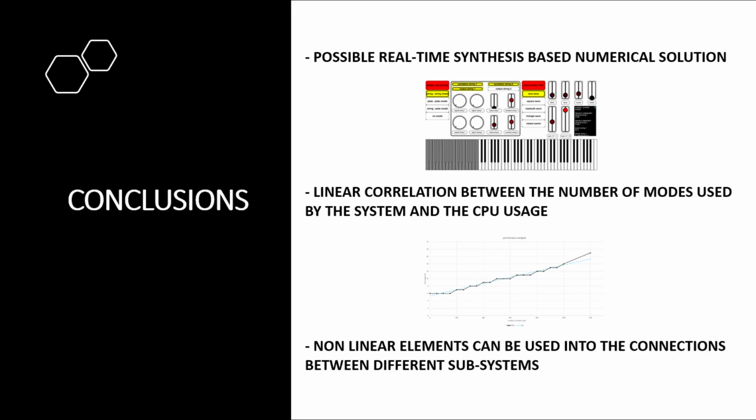Finally, we can state that with nowadays computers, it is possible to make physical modeling synthesis based on numerical solutions in real time. Now we know that there is a linear correlation between the dimension of the system and the CPU usage required. Consequently, we can estimate if a given model can be played effectively in real time. Finally, nonlinear connections in model synthesis were introduced to connect isolated systems into coupled systems.